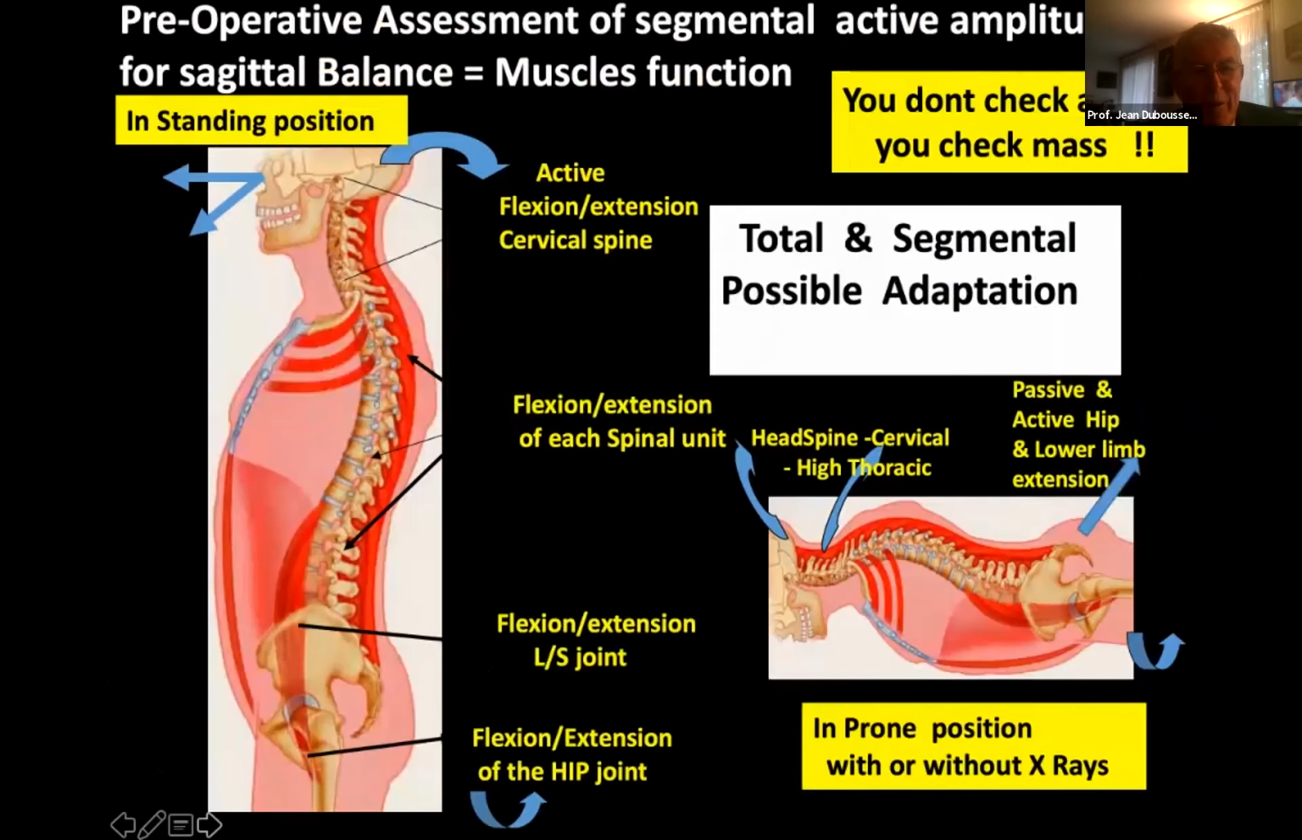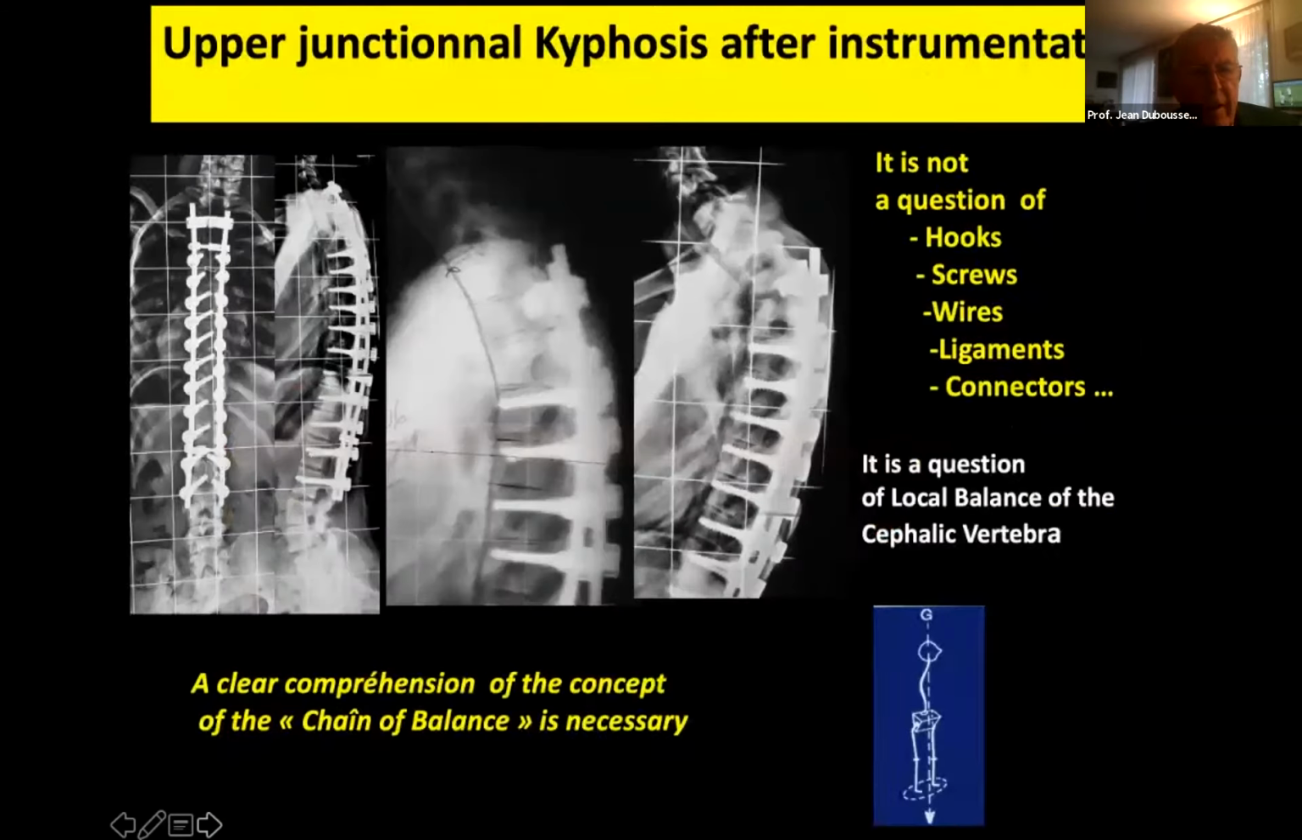So you can measure in standing position by measuring the active movement, flexion, extension, even on the hip. You can do something similar when you are in a prone position, of course.